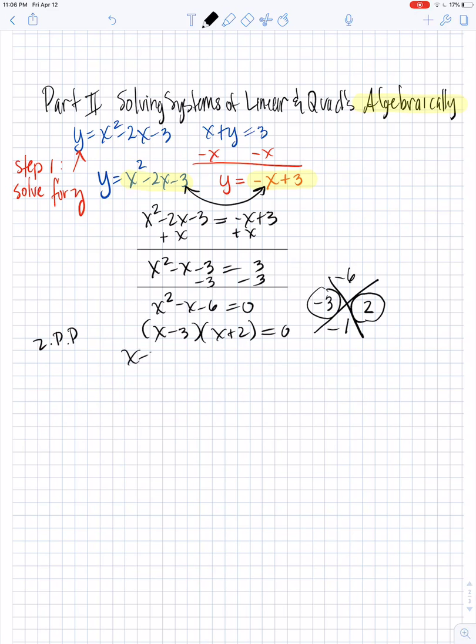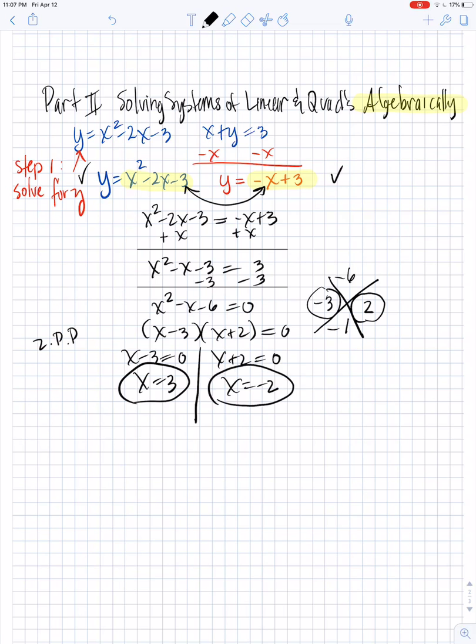That means that either x minus 3 must be equal to 0, in which case x equals 3, or x plus 2 has to be equal to 0, in which case x equals negative 2. Well, what we're looking for are the ordered pairs in which these two functions intersect. So we take these x values, x equals 3 and x equals negative 2, and we have to plug them into one of the two originals. I think the linear one is easier to deal with, so I'll just start with that.